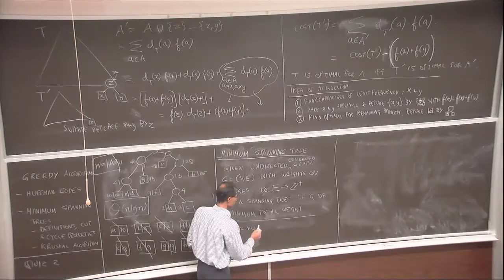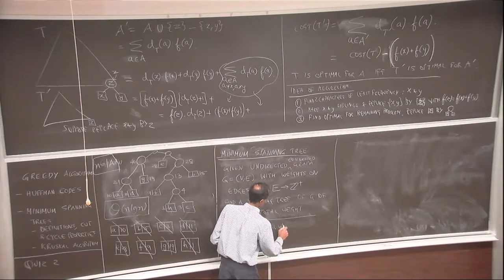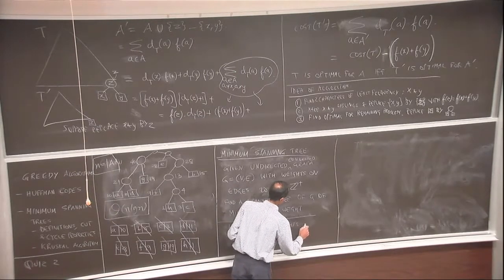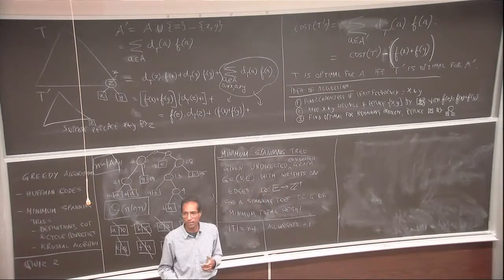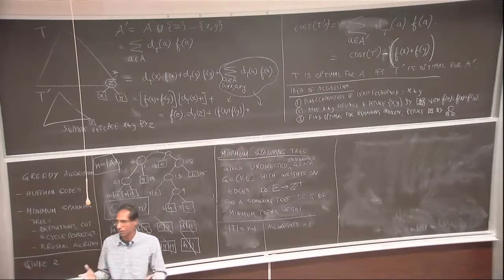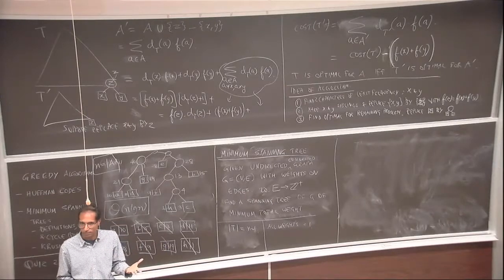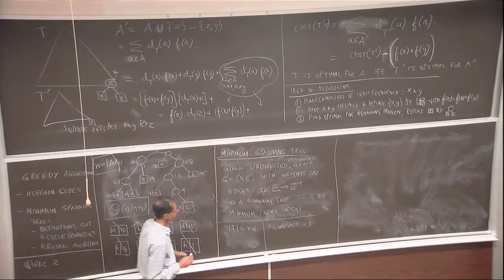Some other things to talk about. So let's say all the weights were 1. If all the weights are 1, how do you find a minimum spanning tree? You do BFS, you do DFS. Any tree of the graph is a minimum spanning tree. Right? If all the weights are 1, what's the weight of a tree that spans everybody? N minus 1. So every single tree that spans the graph is a minimum spanning tree. So this problem is only interesting when we have weights that are not 1. Okay?